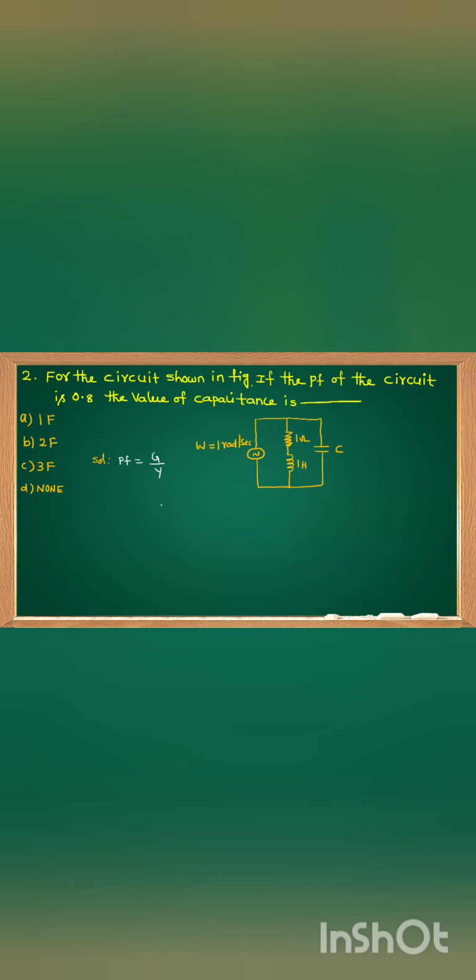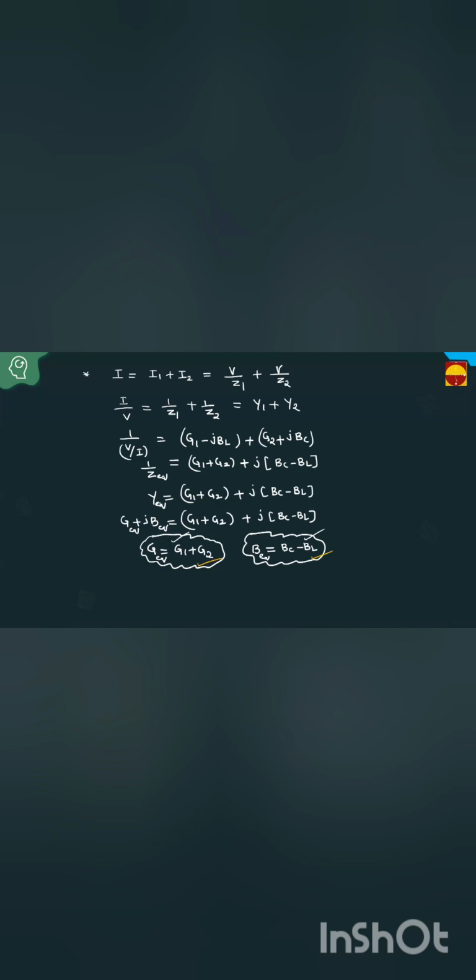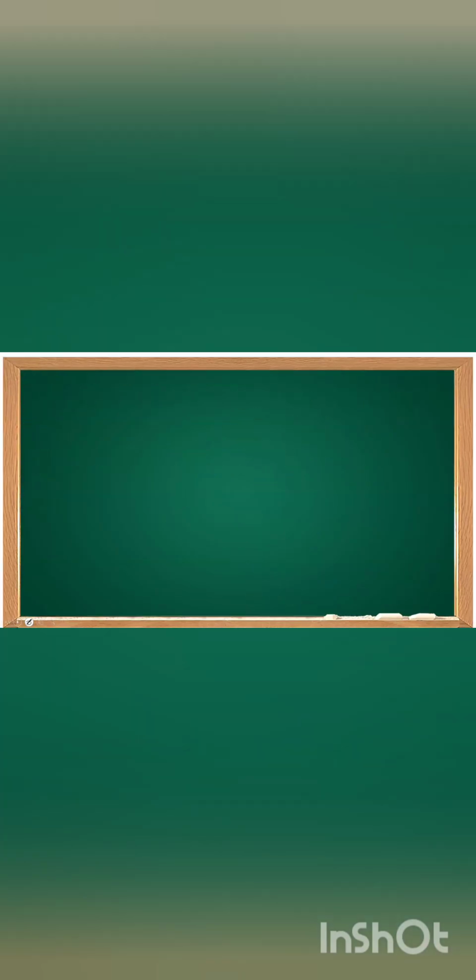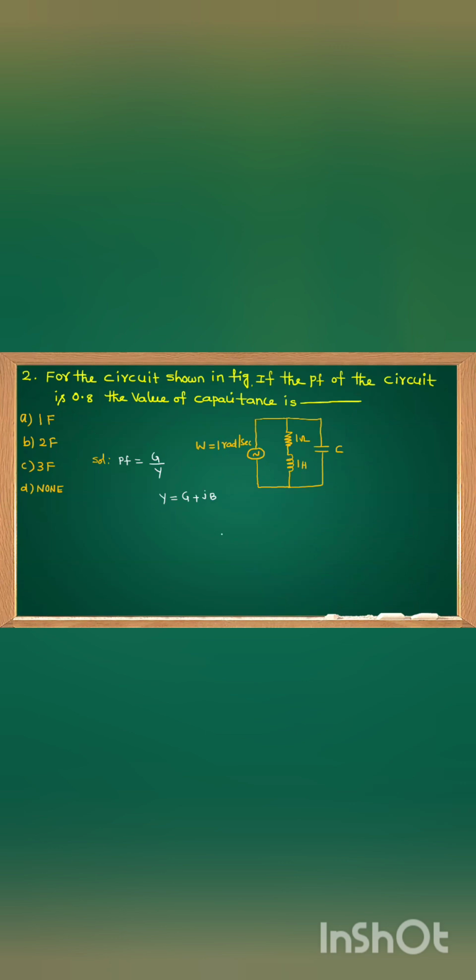Then you have to calculate what is Y. Y equal to G plus jB, that is G equivalent, B equivalent. How to calculate G? G equal to G1 plus G2. How to calculate B? B equal to BC minus BL.